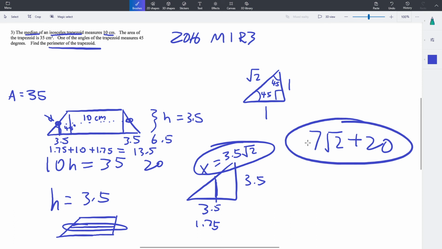this will be our answer, because 2 times 10 is 20. But also we can use that method of adding the 1.75s and subtracting for the top. That way we'll get 20 anyway. So our answer will be 20 plus 7 times the square root of 2 centimeters as our perimeter.